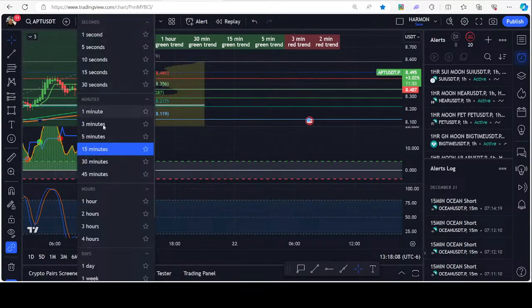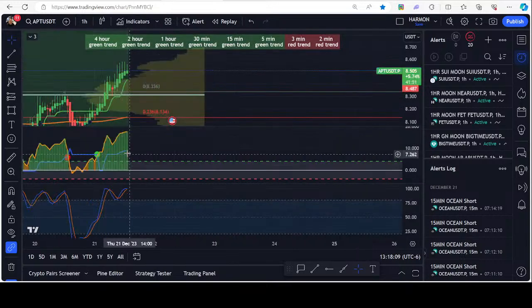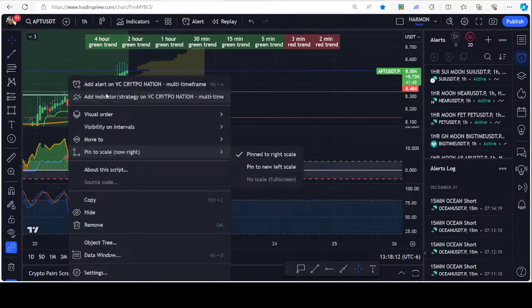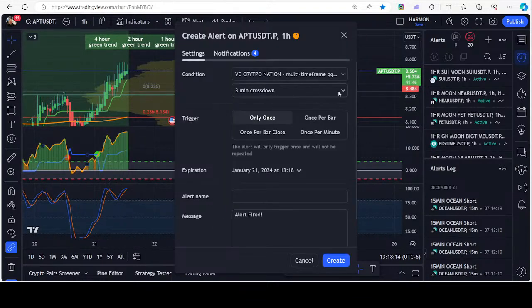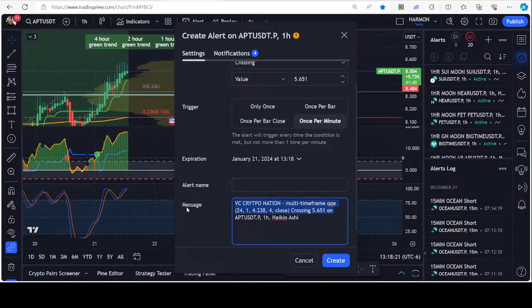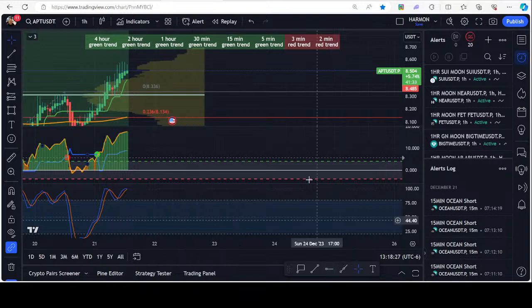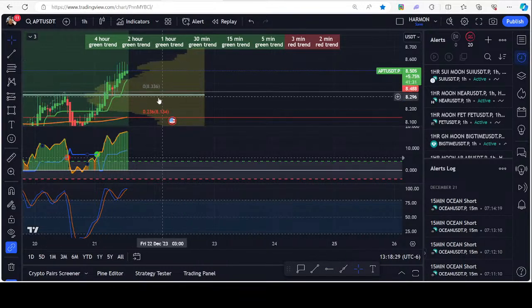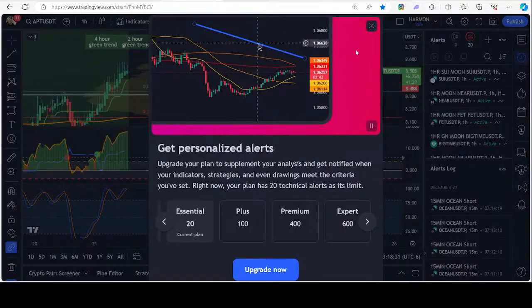So APT 1 hour. I'm going to set my alert on my moon because that's what I want to get into, the 1 hour moon. And we're going to set it on crossing right there. I do it once per minute. I'm going to check this like this, and I'm going to do 1 hour moon. And there we go. So now I'm just waiting for the 1 hour moon on APT. Once I get that, I already have a 15-minute session in there.